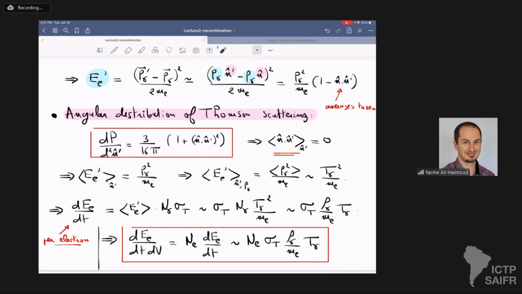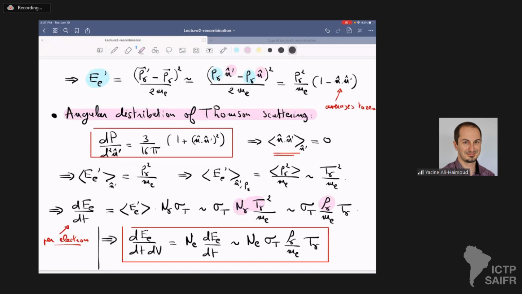So then I can ask, what is the rate of heating of electrons per electron per unit time? And this is going to be of order this T gamma squared over me here, times the rate of scattering with photons, which is just sigma, the Thomson cross-section, times the number density of photons. And if I remember that the number density of photons times their temperature is basically, up to some numerical prefactor, the energy density of photons, I can simplify this to this equation here.